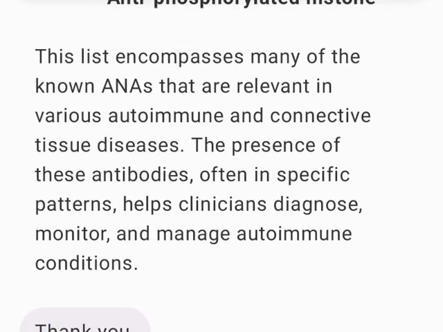This list encompasses many of the known ANAs that are relevant in various autoimmune and connective tissue diseases. The presence of these antibodies, often in specific patterns, helps clinicians diagnose, monitor, and manage autoimmune conditions.